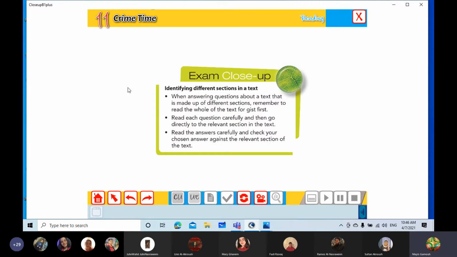But before reading our text, before starting to analyze it, we have to check the exam close-up. What is it about? Identifying different sections in a text. From its title, we know that our text, and especially the students who prepared, اللي حضروا الدرس, noticed that our text consists of sections, parts, أجزاء. So what do we have to do in order to understand our text? Let's have a student read the first point, and then we will explain.